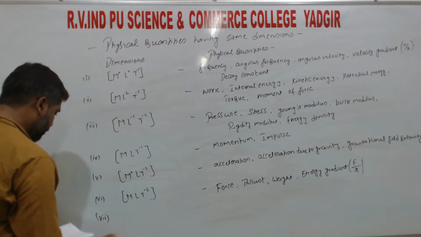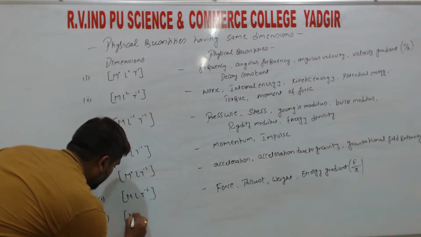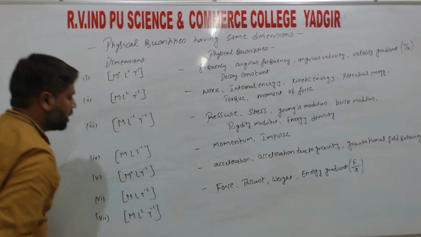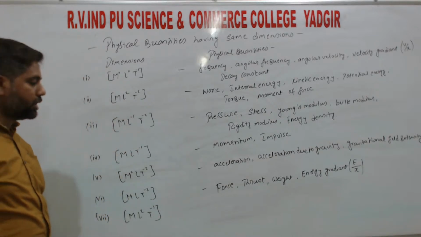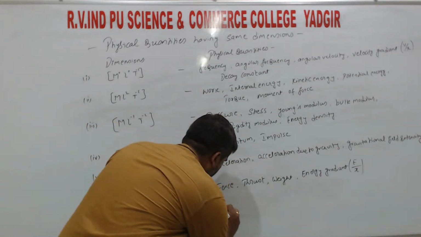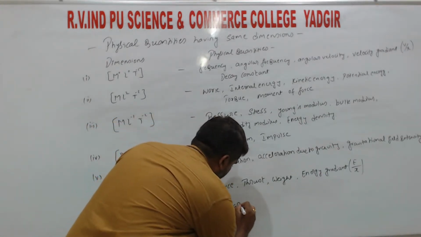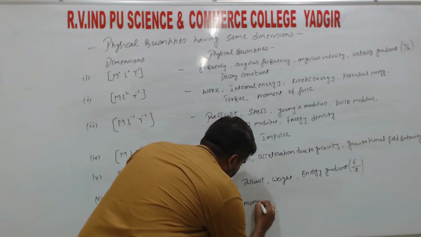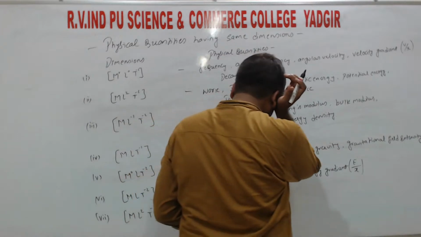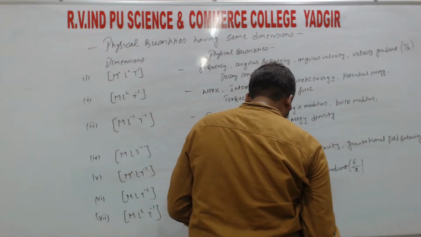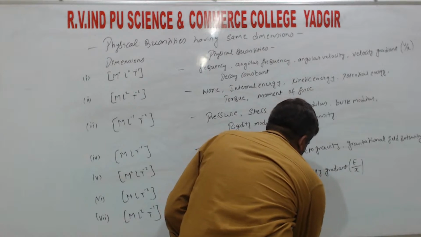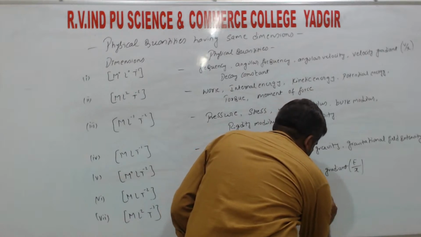Next, seventh one, M L square T power minus 1, right? So kg meter square per second. That is for angular momentum, right? That is mvr, and for Planck's constant.